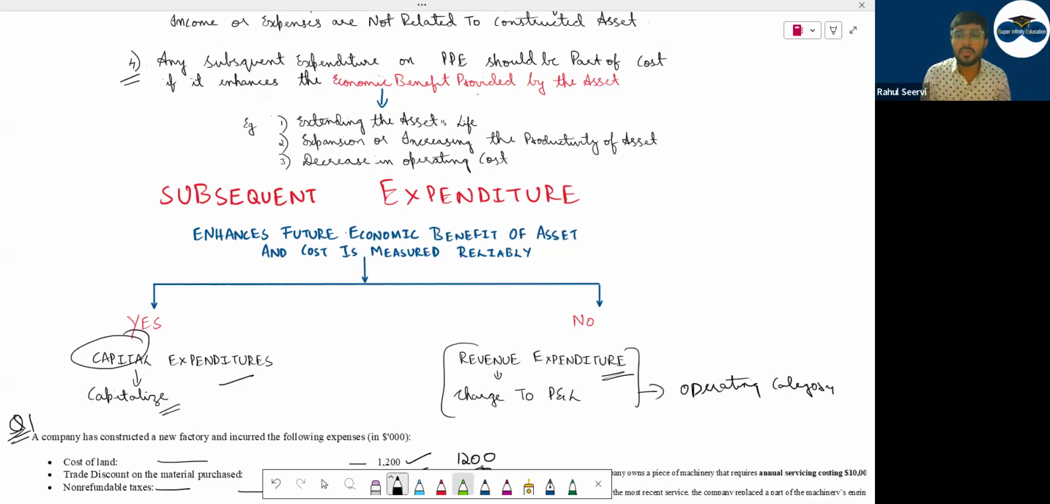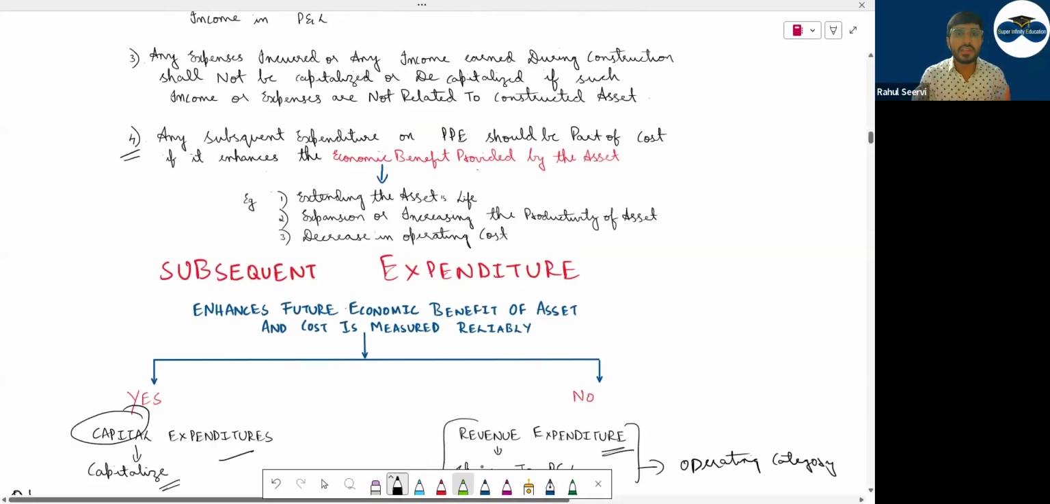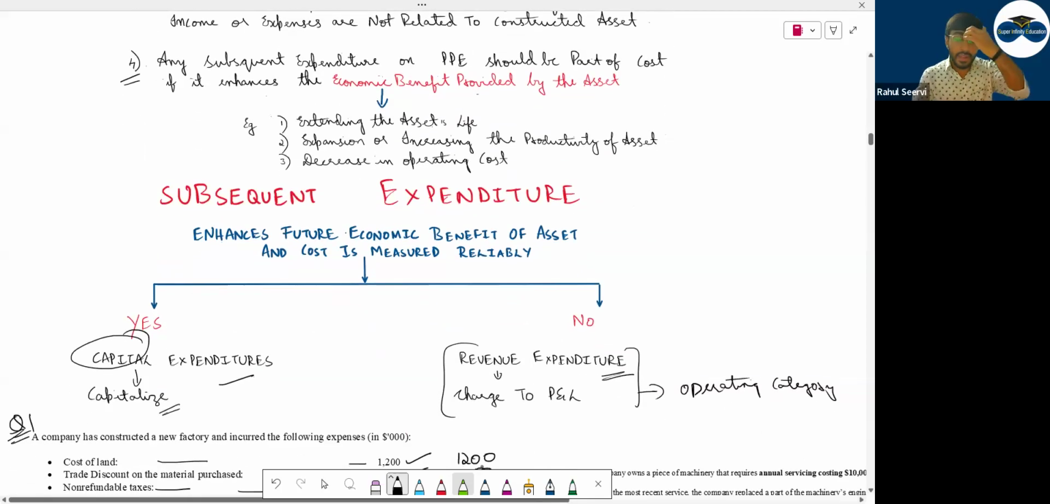So that is the reason I explained what is capital expenditure and revenue expenditure. Capital expenditure means which enhances the value of the asset, which increases your benefit or your cash flow. You will add the expense to the cost of the asset. When coming to revenue expenditure, you will expense this to P&L. Now you will ask me, sir, how will we identify this in the exam? These are the basic hints or indications, but I've given you the logic also. But how will the examiner ask you?